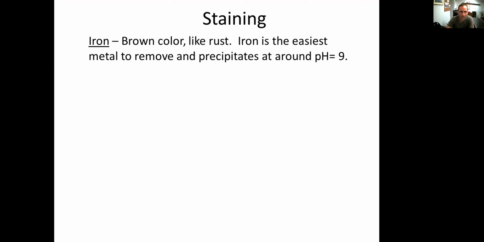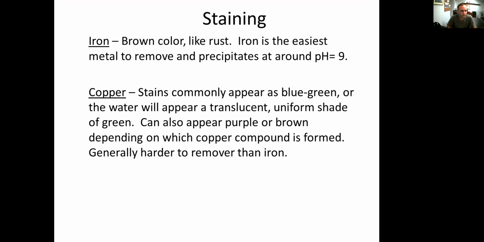The particles are large enough to filter. If you have iron stains, or any metal stains actually, you can use our stain removal procedure, which I'll go over. You can use that to remove the stain and remove the metal from the water, like iron or copper stains. Iron tends to be easier to remove than copper. Iron stains are brown like rust, while copper is usually a blue-green color. Same with the stains, or the water can turn green. The oxidized copper can turn the water green.